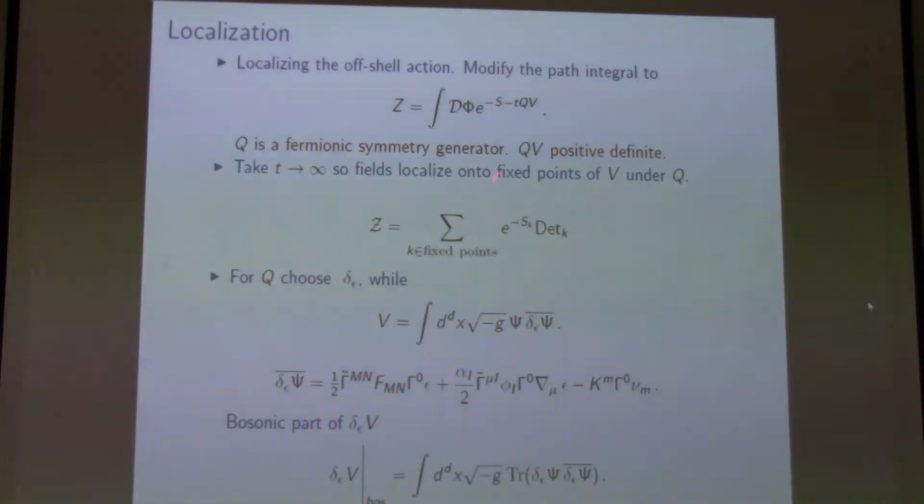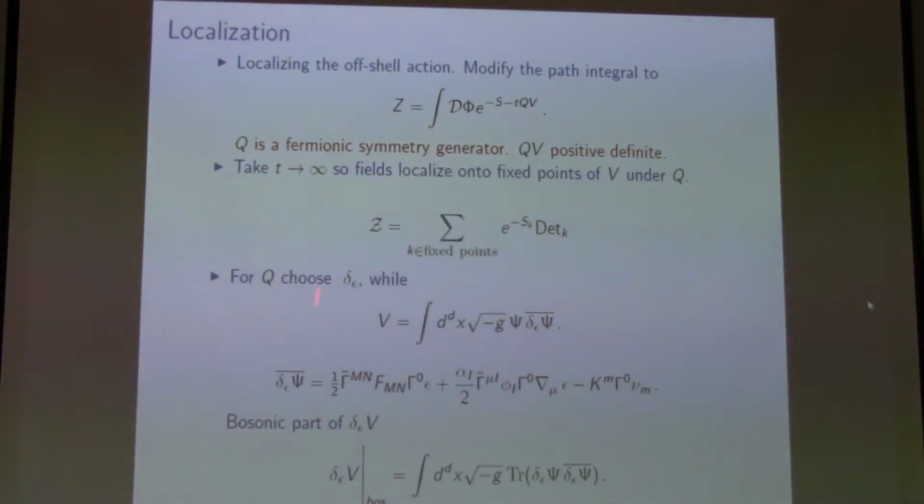And so my partition function then, I can write as a sum over all these different fixed points of e to the minus S_k, where S_k is this S here evaluated at the kth fixed point. You also have to take into account a determinant factor when localizing to this, because you still have this integral over all the fields, and that can contribute a determinant. So there's a corresponding determinant that goes along with it. Okay, so you can choose your Q.